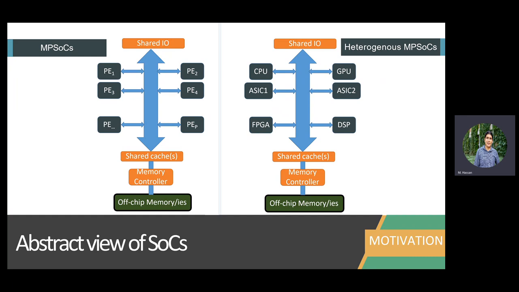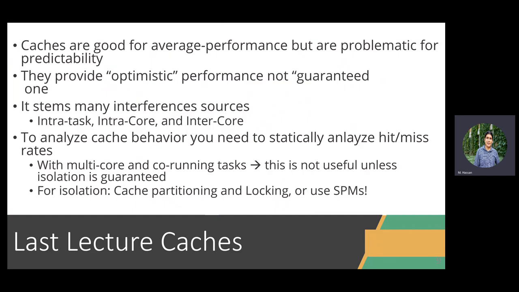And then last time we discussed multiple things. Basically, how can we make them predictable, right? You can do partitioning, you can do locking. Partitioning can be set partitioning or way partitioning, right? And then we can use the scratchpad, which is a software managed cache, right? So this is the big summary of the last lecture. And I told you, you have the slides. We maybe rushed a little bit towards the end.